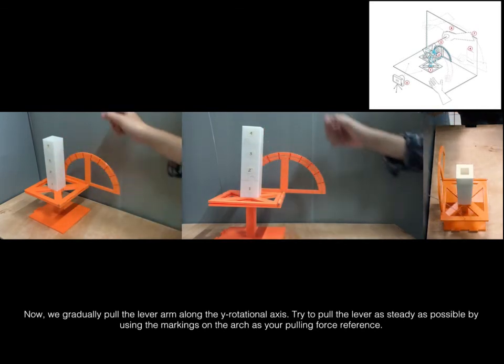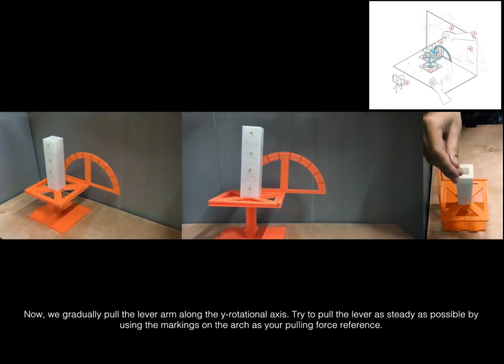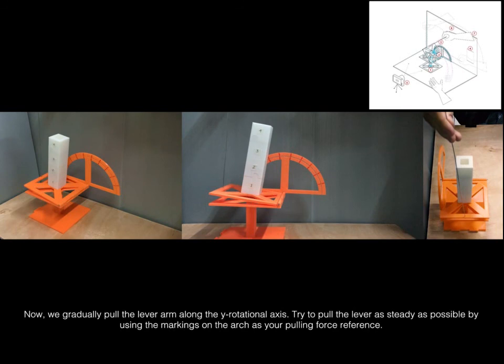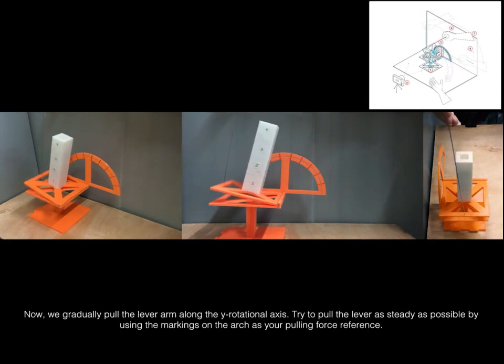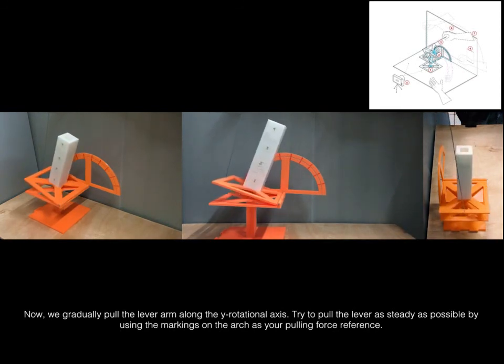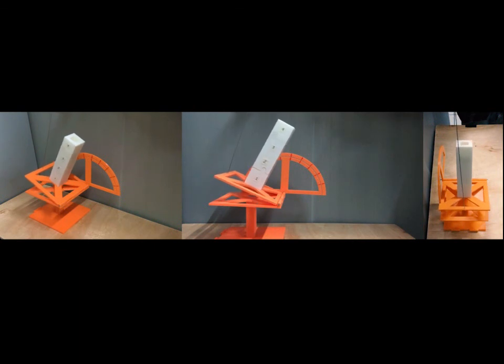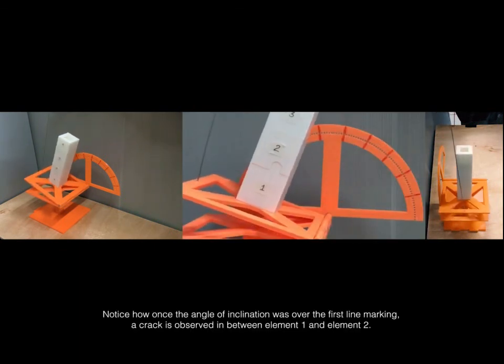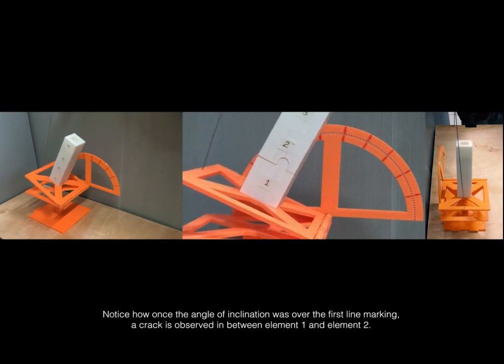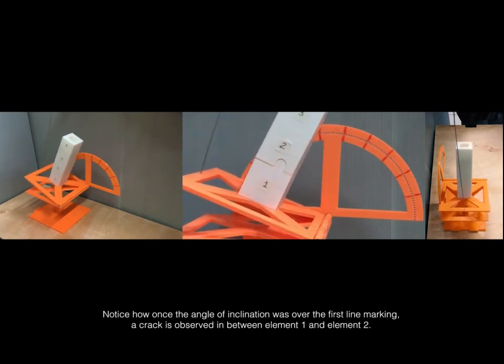Now, we gradually pull the lever arm along the Y rotational axis. Try to pull the lever as steady as possible by using the markings on the arch as your pulling force reference. Notice how once the angle of inclination was over the first line marking, a crack is observed in between element 1 and element 2.